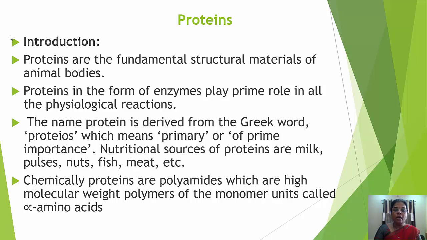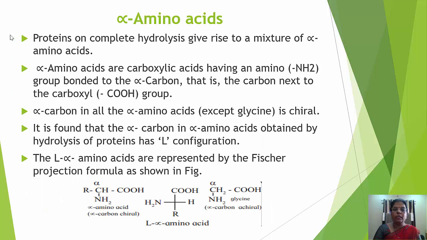Chemically, proteins are polyamides, which are high molecular weight polymers of the monomer unit called alpha amino acids. That is, the monomer of this protein or polyamide is alpha amino acid. Now first we are going to see alpha amino acids. Proteins on complete hydrolysis give rise to a mixture of alpha amino acids. That is, proteins on hydrolysis give alpha amino acids.